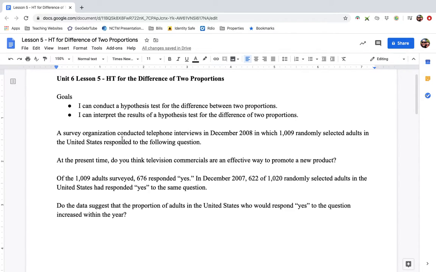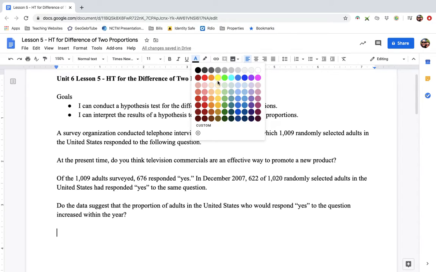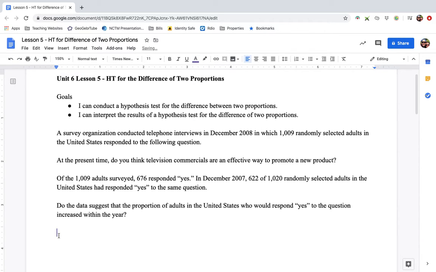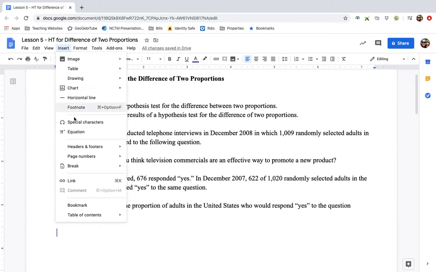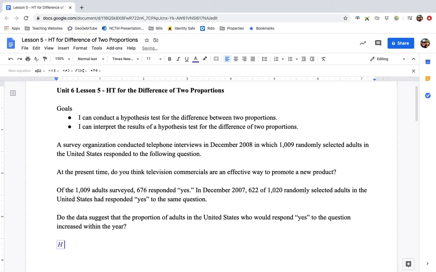So let's write some hypotheses and check some conditions. So the first part, let's write some hypotheses in here. Let's use purple today. Okay, so your hypotheses for this, the null hypothesis. So what do you expect to happen, or what's the initial expectation? The initial expectation is that, until you take the second survey in 2008, you're going to assume that this proportion from 2007 that responded yes is probably the same. So our initial expectation before we do this second survey in 2008 is that the proportion is the same. In other words, the difference is 0.